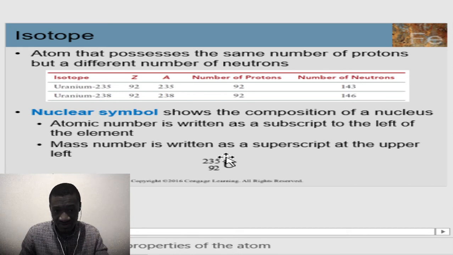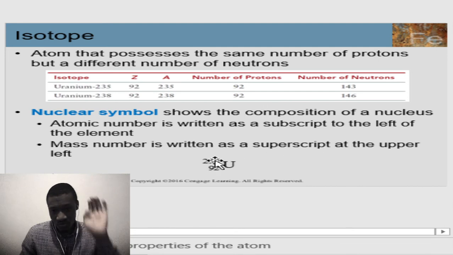Is the mass number, and it's denoted A. And then downstairs here is your atomic number. So notice that the way you write the symbols is your atomic number is written as a subscript to the left of the element. The word subscript means that it's under, just under. So you have that written here. That is the atomic number, and then the mass number is written as a superscript at the upper left.